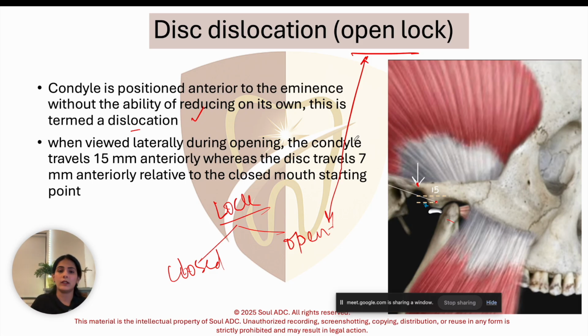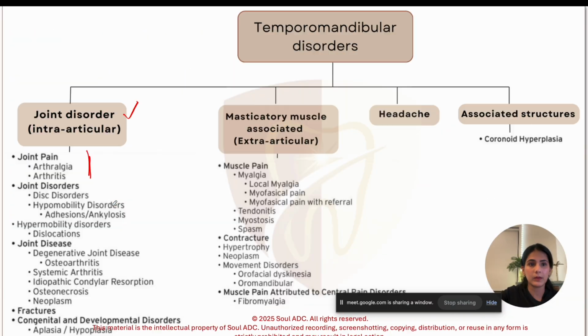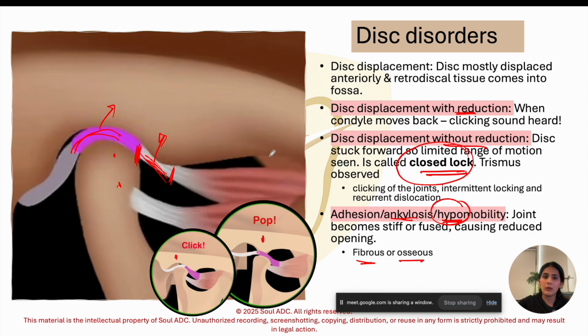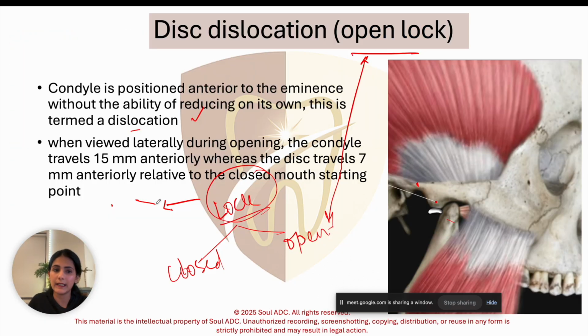Yeah, closed. Okay. So your locking could be, one, by your bones, your jaws. That was your intra-articular. Let me explain from here. So we discussed intra-articular is joint disorder, and extra-articular is your masticatory muscle associated disorder. So when I talk about your lock, it could be because of your joint, or it could be because of your muscles. Oh, I'm sorry, extra-articular means your muscles, intra-articular means your bones, your joint.